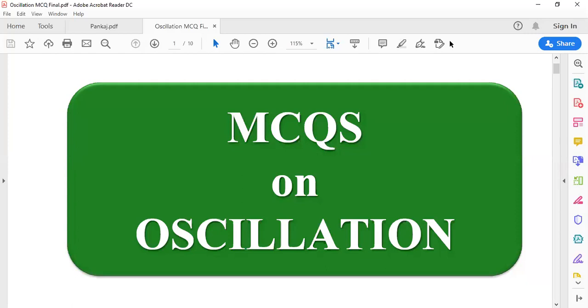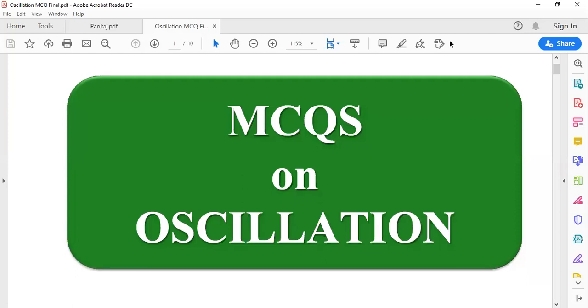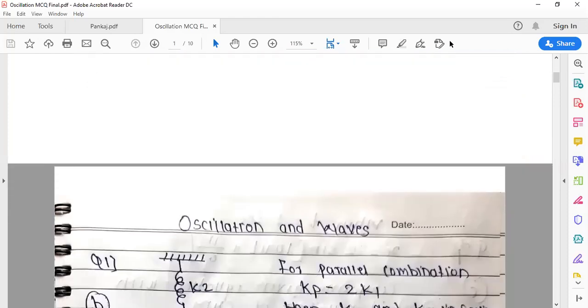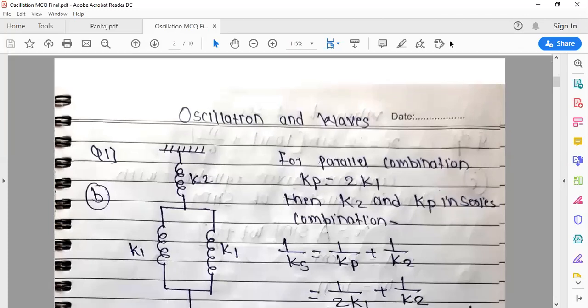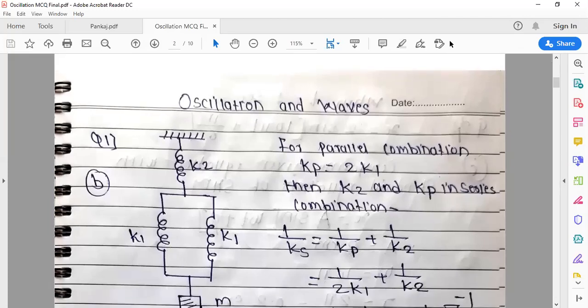In this video, we'll see some MCQ questions on the concept of oscillations. You know that in oscillation, the first concept is very important, that is linear simple harmonic motion. In linear simple harmonic motion, the restoring force is directly proportional to the displacement, but the direction of force is always directed towards the mean position. So depending upon this concept, there are different numericals. We'll see one by one from our booklets.